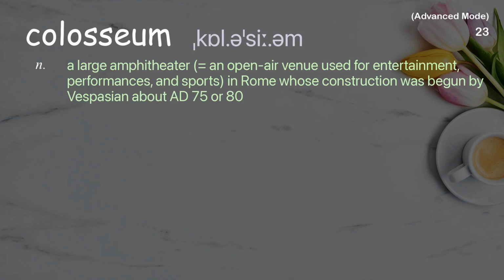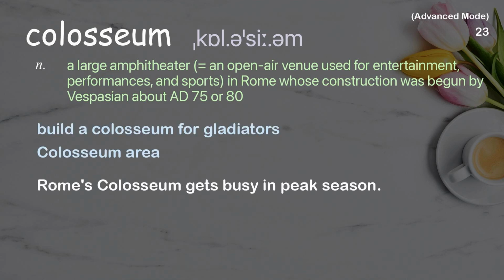Coliseum. A large amphitheater, an open-air venue used for entertainment, performances, and sports, in Rome, whose construction was begun by Vespasian about AD 75 or 80. Examples: Build a coliseum for gladiators. Coliseum area. Rome's Coliseum gets busy in peak season.